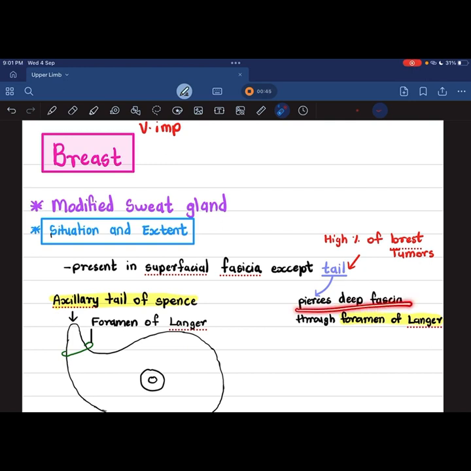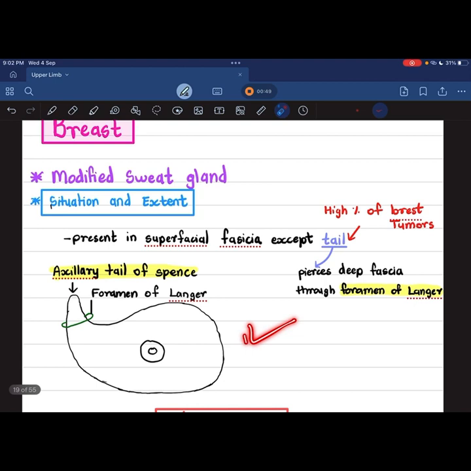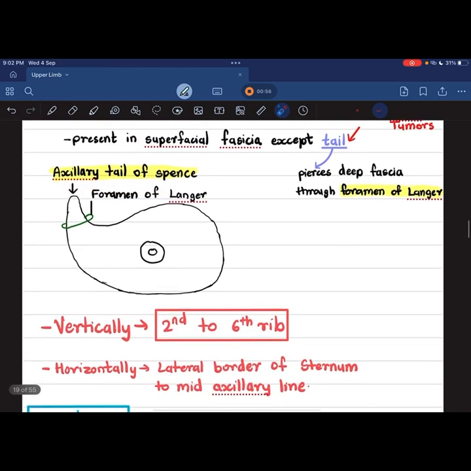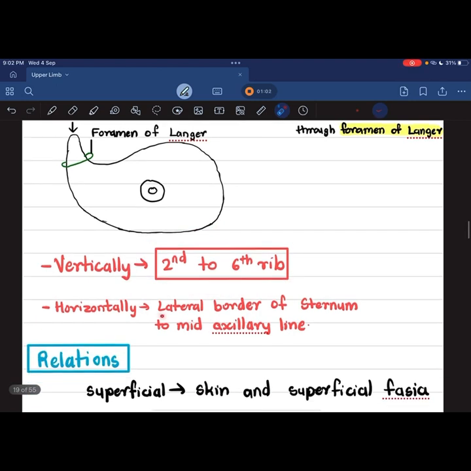It pierces deep fascia through foramen of Langer, as seen in the diagram. And after piercing from the foramen of Langer, it is known as axillary tail of Spence. Now, extent: vertically it is from second rib to the sixth rib, while horizontally it is from lateral border of sternum to mid axillary line.